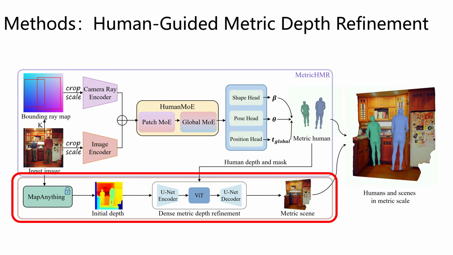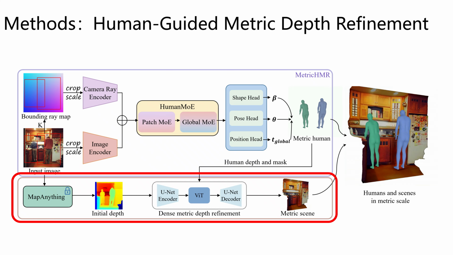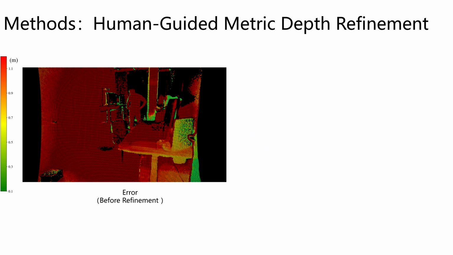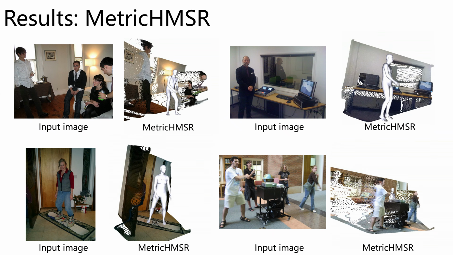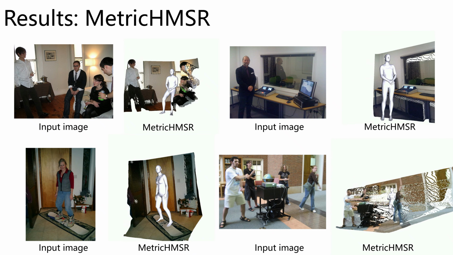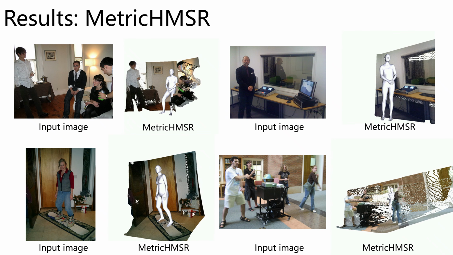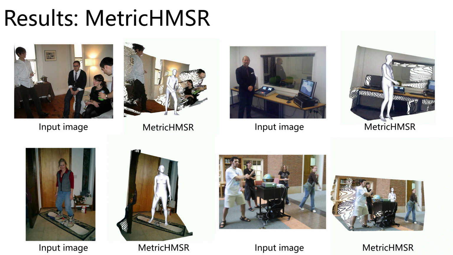Human-guided metric depth refinement. Building upon MapAnything, we leverage the metric human mesh as a prior to perform pixel-level depth refinement, ultimately obtaining more accurate metric depth. Here, we present the results of metric human mesh and scene recovery from single images.